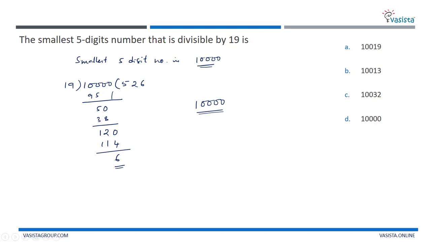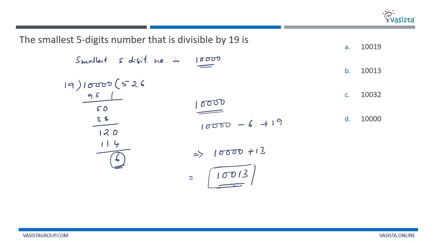So we need to find the smallest number. What we can do at this particular point of time is, that is 10,000, and we got a remainder, you subtract it from 19 and add it to this. You will get the answer, right? That is 19 minus 6 is 13, right? 10,000 plus 13, which is going to be 10,013. 10,013 is the smallest 5-digit number which is completely divisible by 19. So the answer here is B.